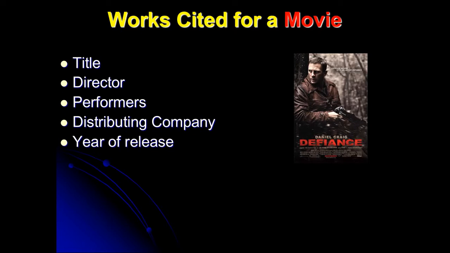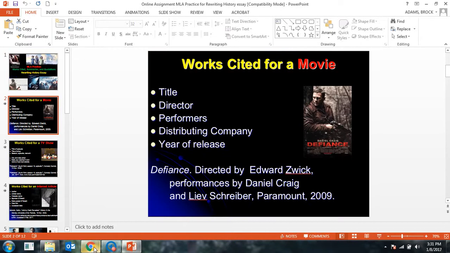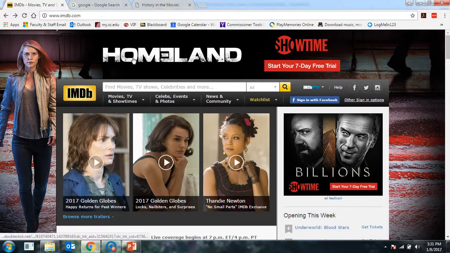So how do you find this information? Well, the easiest thing to do is to go to the website imdb.com. That stands for Internet Movie Database, and we're going to go there right now to look for our sample movie, Defiance. So let's go there, and we will put in the movie that we're looking for.